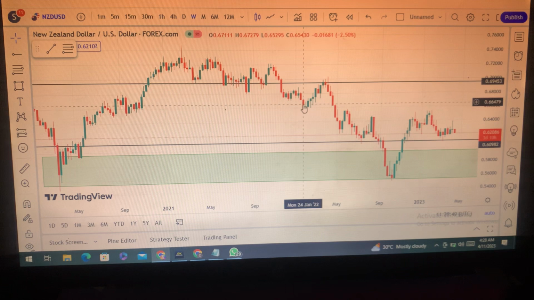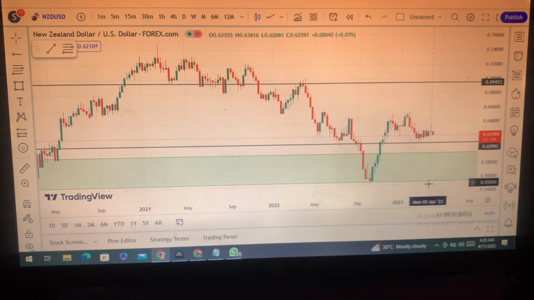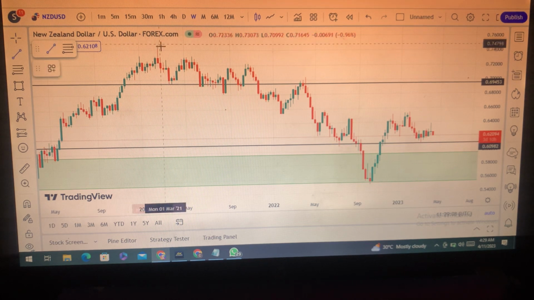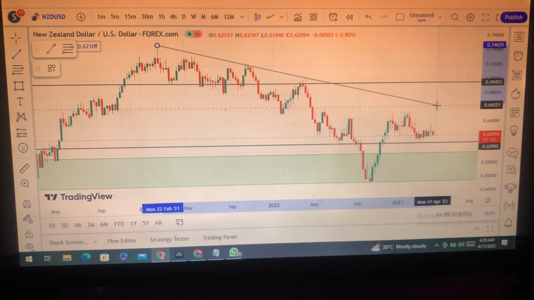This is the weekly time frame. The market took off, went back into our zone, and is still ranging there. The essence of this video is to show you how to use a trend line when analyzing the market, and this is a downward trend line.